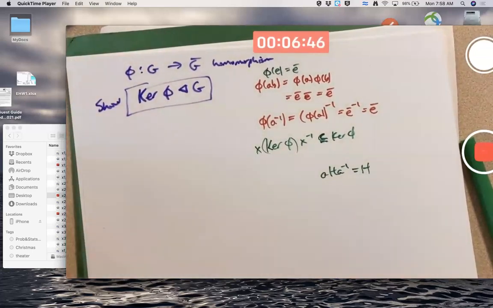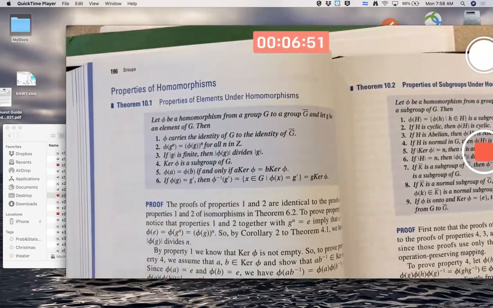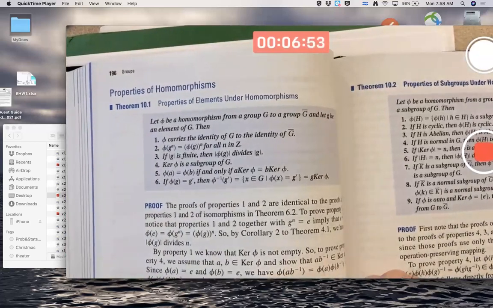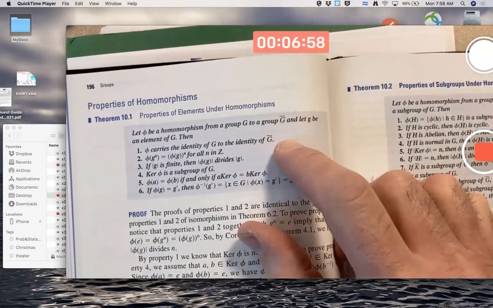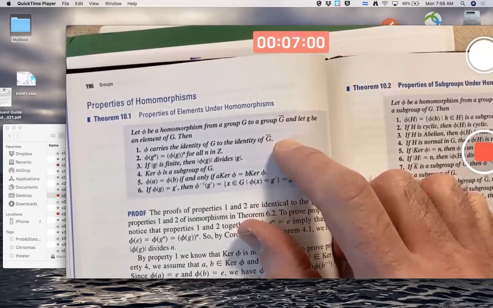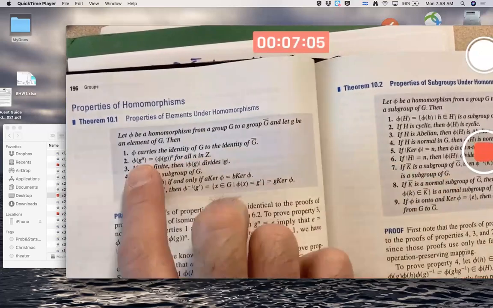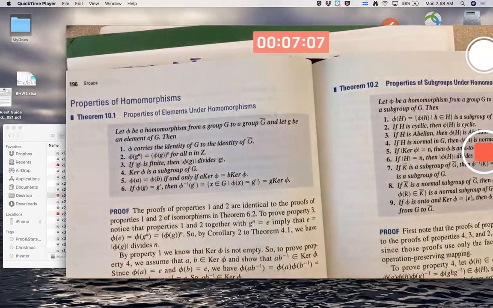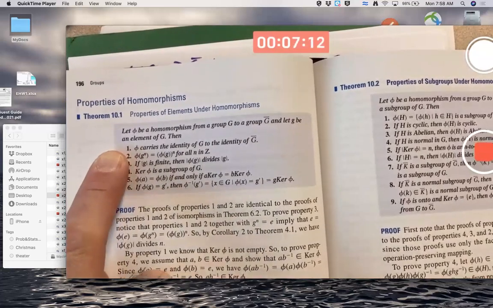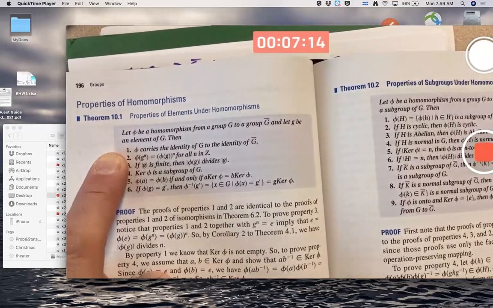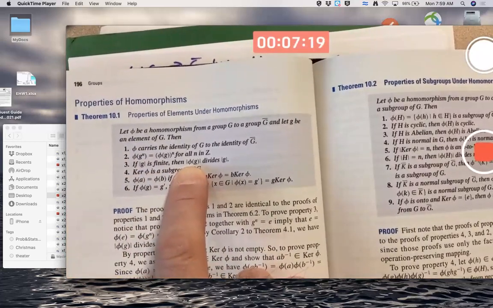Coming back to chapter 10. You've got these two big theorems, similar to the theorems we had about properties of isomorphisms. Now we've got properties of homomorphisms. Homomorphisms still do map the identity to the identity. That was true of isomorphisms. It's also true of homomorphisms. Homomorphisms do preserve powers. That was true of isomorphisms. It's also true of homomorphisms. To prove this, you don't need to assume phi is 1-to-1 or onto. This is a little different than isomorphisms.